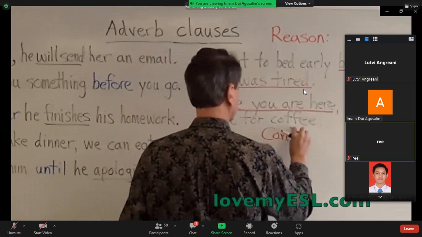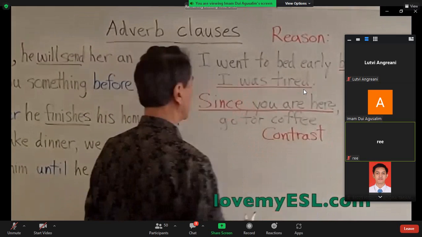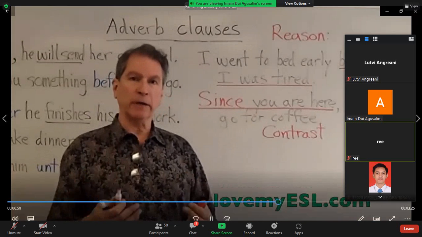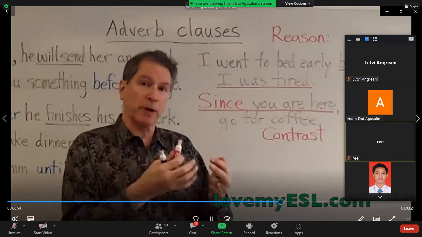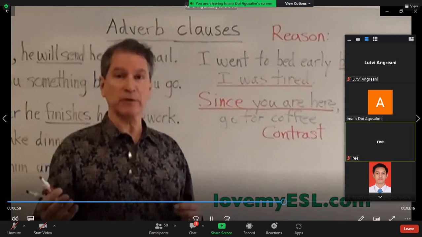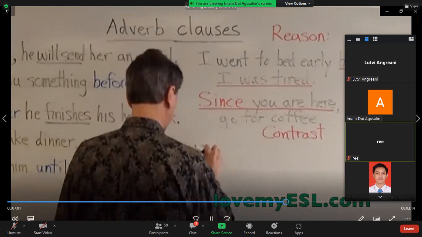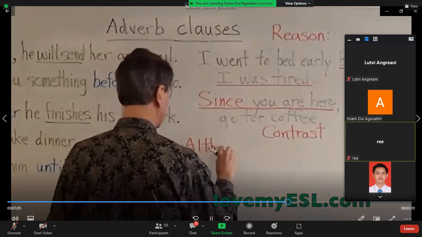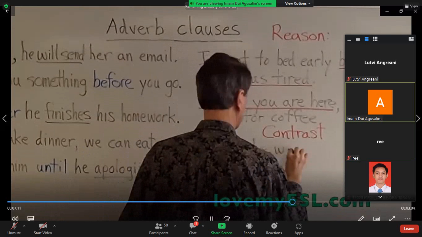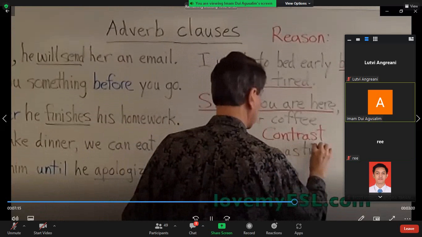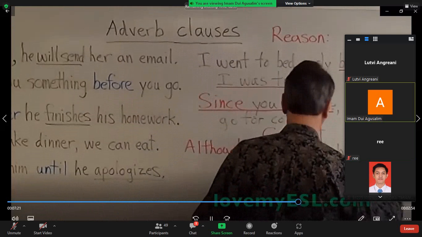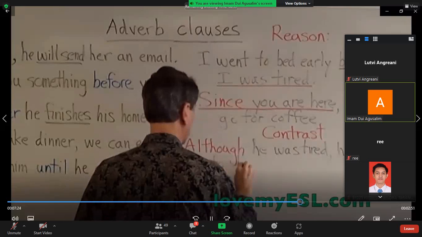Then we have contrast. Contrast is like the opposite. You know, like when you say, he agreed to help me, but he was tired. I can take that word but and put it in the other part of the sentence and say, although he was tired, he agreed to help me. So let's look at that. Although he was tired, comma, he agreed to help me.